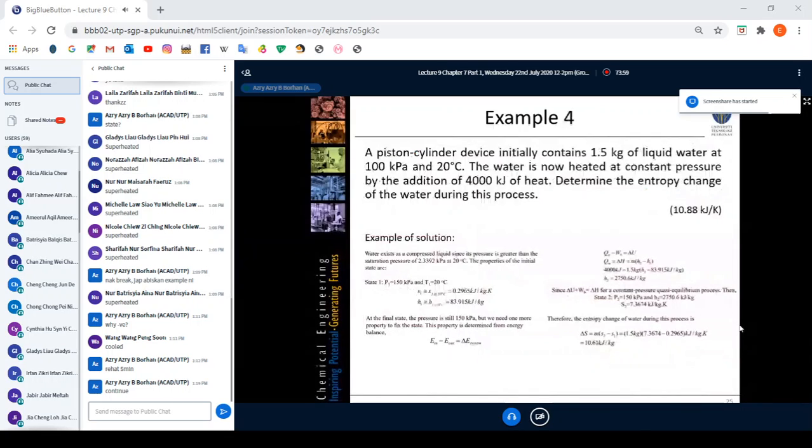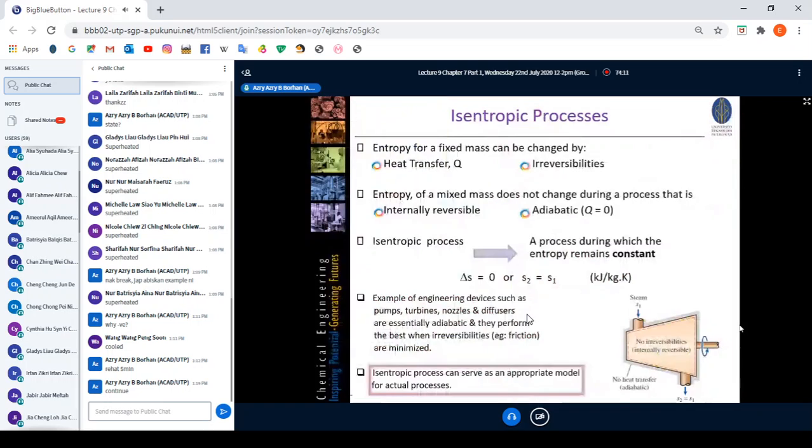All right, there's another example. You can try this out, and then you can check on the answer as the solution has been provided. All right, isentropic process.